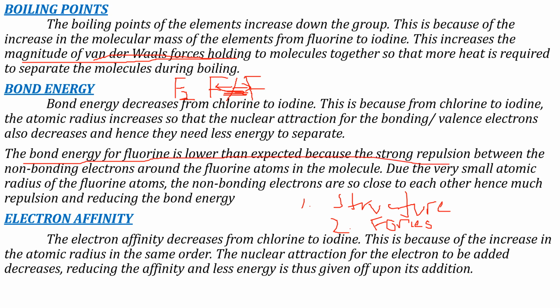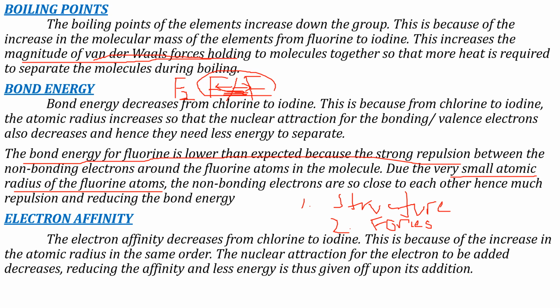That's why at some point we shall say that the bond energy of fluorine is lower than expected because of the strong repulsion between the non-bonding electrons around fluorine atoms. And the reason behind that is the small atomic radius of the individual fluorine atoms, like I've sketched here. The non-bonding electrons are therefore close to each other and they repel each other greatly, causing a small amount of energy to break the bond easily.